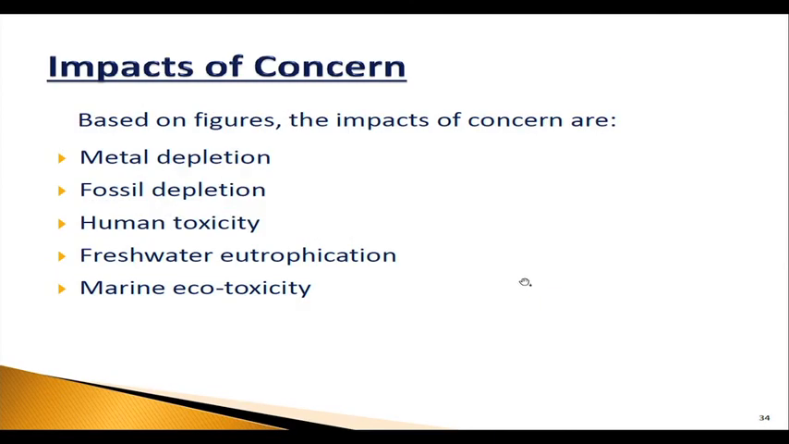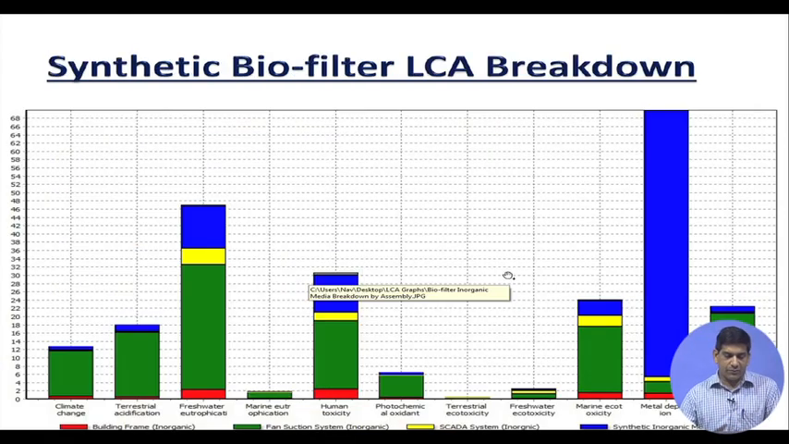So, in terms of the figures, the impacts of concern, just a summary of that, are metal depletion, fossil depletion, human toxicity, freshwater eutrophication, and marine ecotoxicity. So, these 5 categories are where we saw some sort of concern.